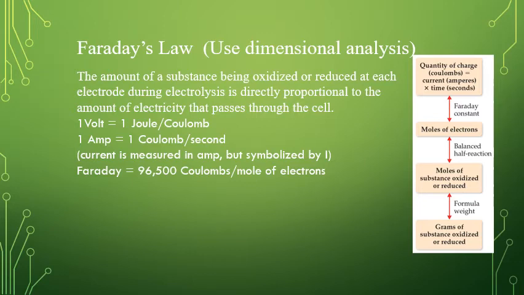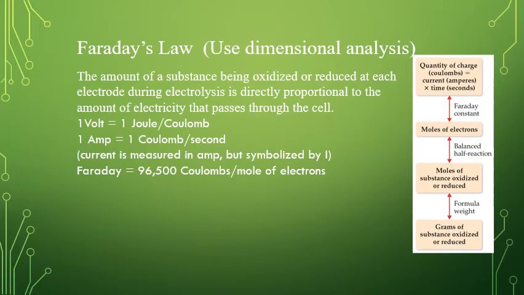So we know by definition that 1 volt is equal to 1 joule per coulomb, and 1 amp is 1 coulomb per second. We measure current in amps, but it's symbolized as an I. So that equation that I was talking about at the very beginning, that's where the I is coming into play. We have Faraday's constant, that is 96,500 or 96,485 coulombs per mole of electrons.